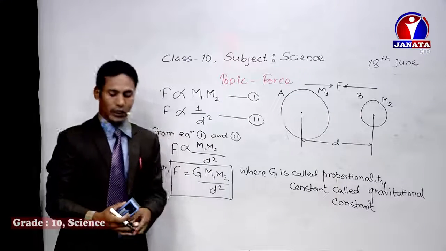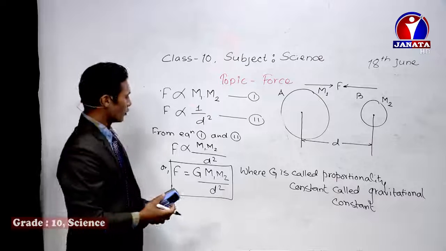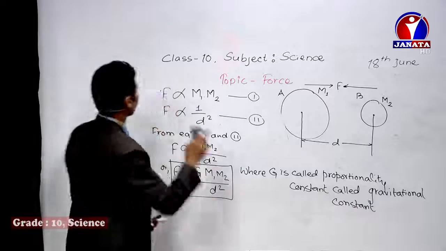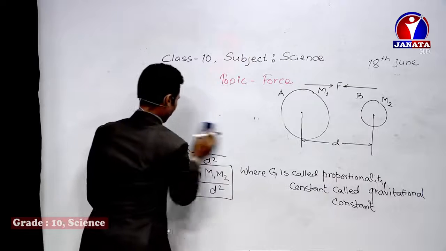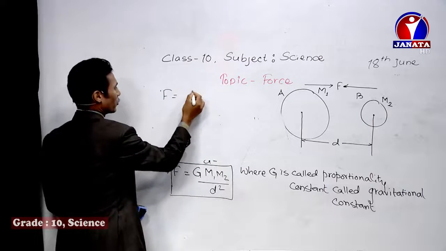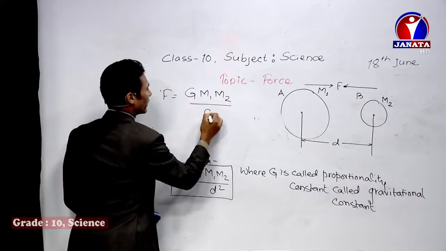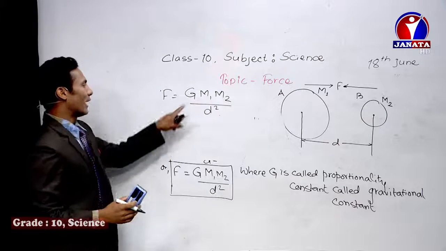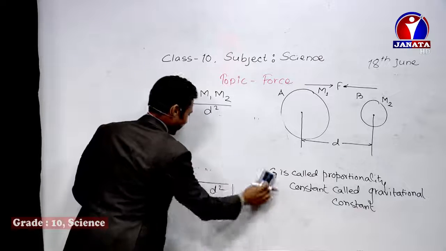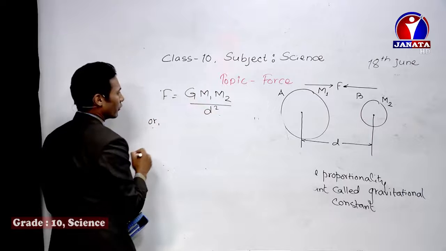Clear this one? Okay. So now, what is this G? Let's define this G now. Okay, let me write down the formula once again. F equals G m1 m2 by d square. We are going to define this capital G. What is this capital G? We are going to define. Okay, so for defining this, let's solve a few steps.